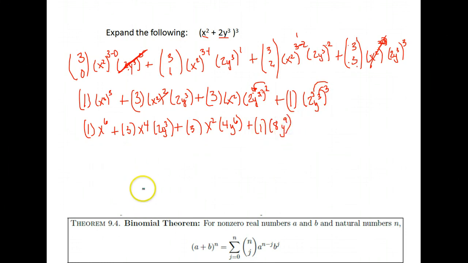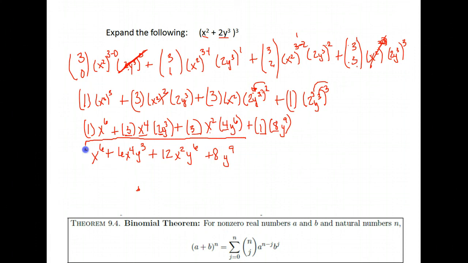Let's finish out. 1 times x to the 6th is just x to the 6th. 3 times 2 gives me a 6 here, and then I have an x to the 4th and a y to the 3rd. Plus 3 times 4, I multiply the numbers, and then I have an x squared and a y to the 6th. Finally, on the end, 1 times 8 gives me 8, y to the 9th.